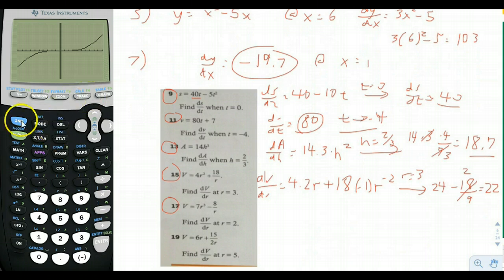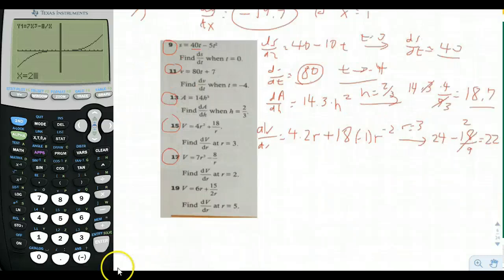So we do second calc, derivative, and we type in 2, enter. So dy dx is 86. So 17, dv over dr equals 86.